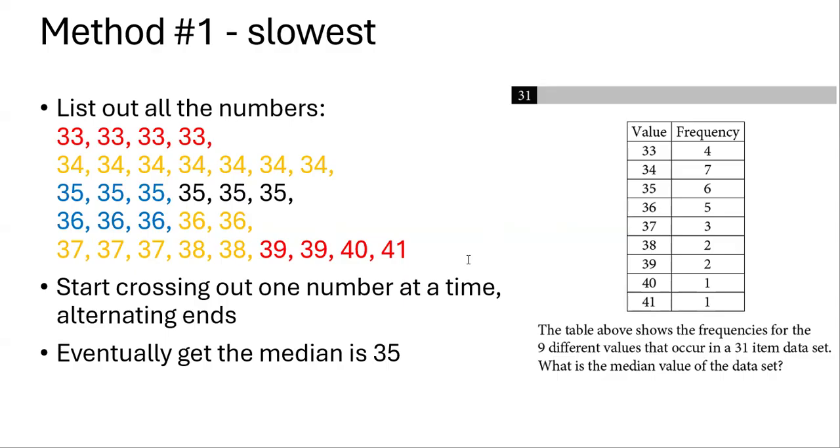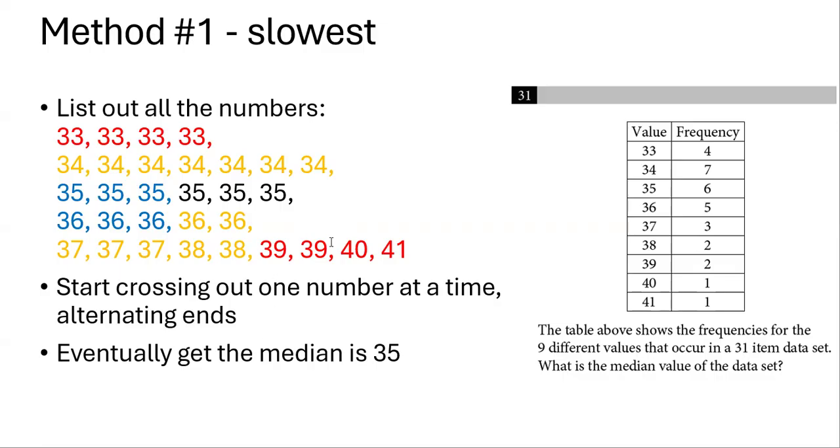And then to find the middle number, by the way, it has to be in sequential order, which this already is. So that helps us out at least. Now we start crossing numbers one by one on both sides. Cross out this 33, cross out this 41, cross out this 33, cross out this 40, so on, so forth. Until you get to the middle, you'll get 35. Okay, so again, this is not hard per se. It's just tedious and very highly prone to error.